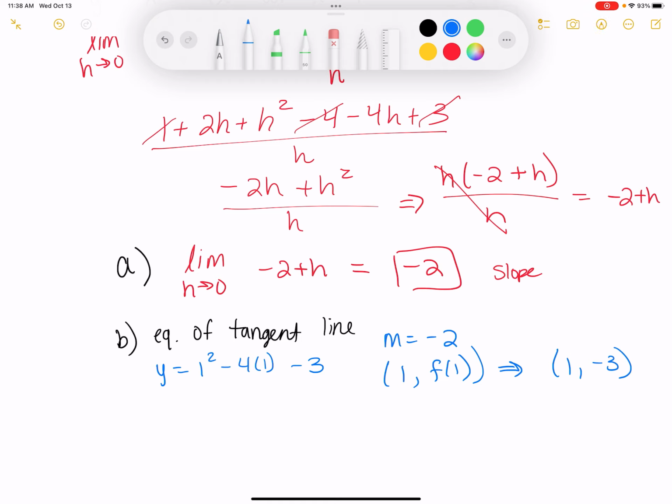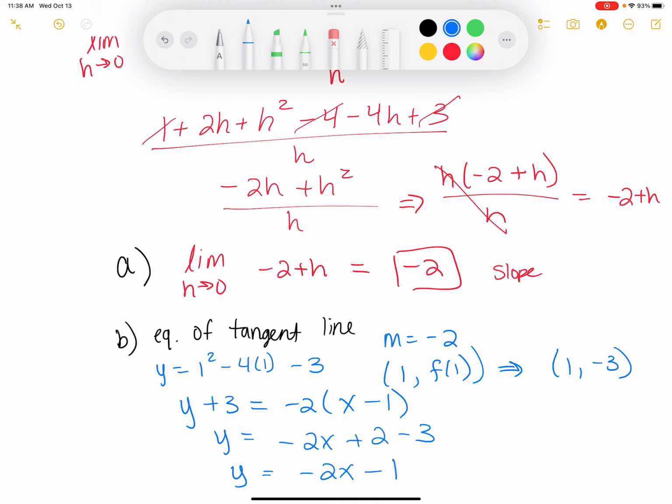So I'm going to use the point slope form. y minus a negative 3, which is plus 3, is equal to m, negative 2, times x minus 1. So then y is equal to negative 2x plus 2 minus 3. So y is equal to negative 2x minus 1. So this is my tangent line.